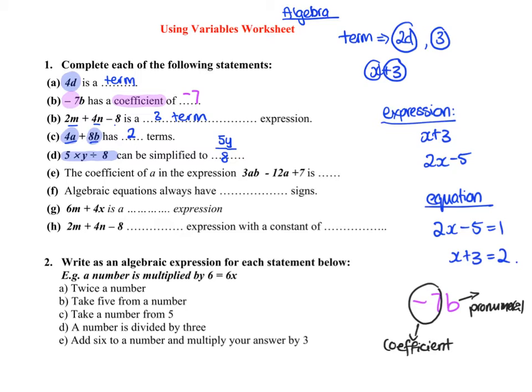Okay, with question 2, down here, we've got write an algebraic expression. Remember, an algebraic expression just means you're going to have letters for each statement below. For example, a number multiplied by 6 would be 6x. Twice a number, I might say it's 2x. Take 5 from a number, so we've got a number which we're just going to call x, and we're going to take 5. That's what they want you to do there.